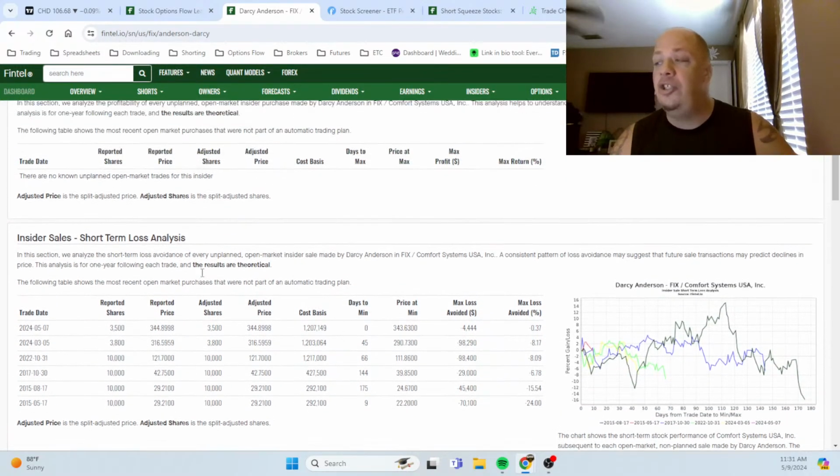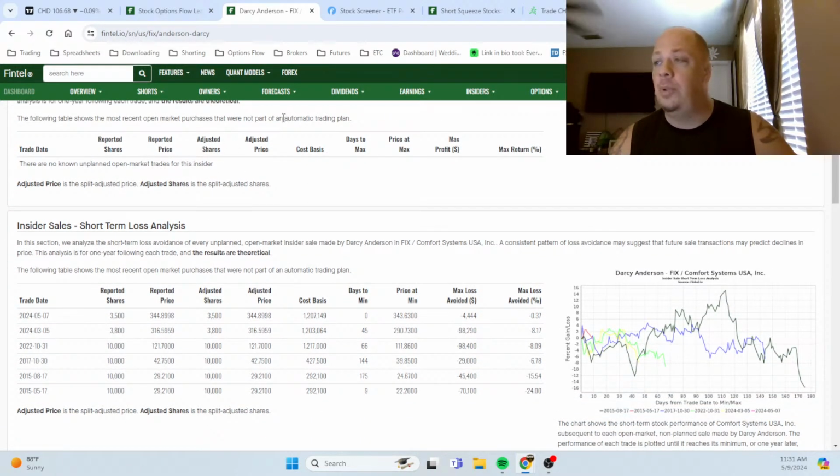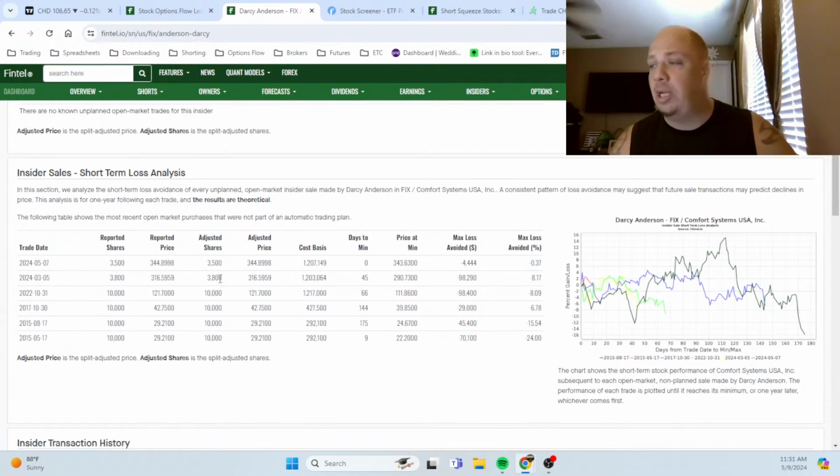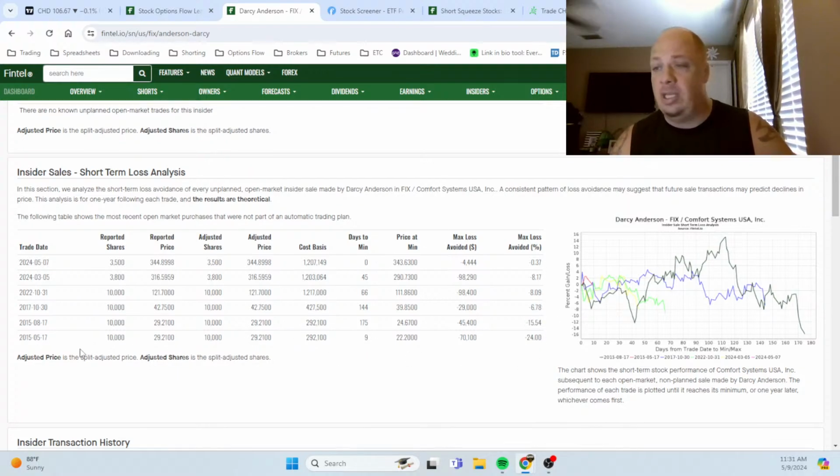As far as selling, she doesn't buy when it's not part of an automatic trading plan, but she does sell when it's not part of an automatic trading plan. And when she does, she's right. She missed a loss here, missed a loss here, missed a loss here, missed a loss here. She misses losses every time she does this.